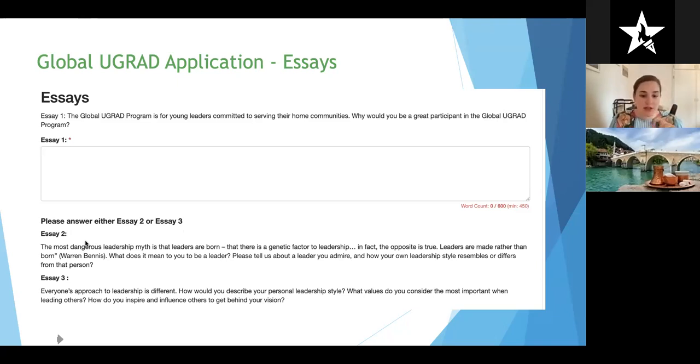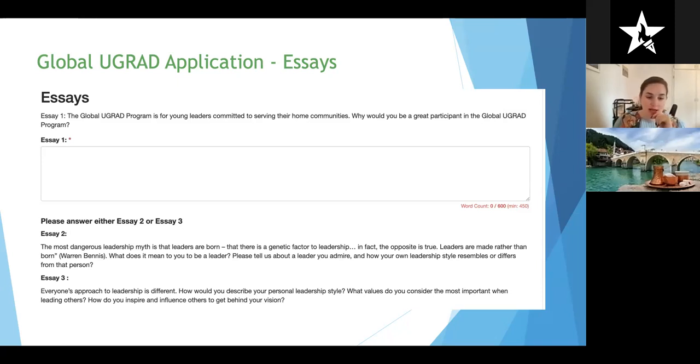The next one, you get to choose between 2 different questions. You don't have to answer both of these. You choose one. So whichever one you want to answer, that's the one you write about. The first one is a quote about leadership. It says, leaders are made rather than born. And then it asks, what does it mean to you to be a leader? Tell us about a leader you admire and how your leadership style resembles or differs from that person.